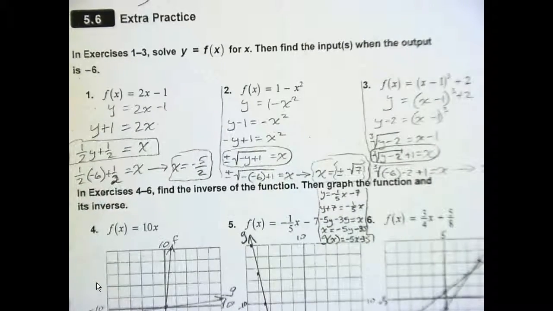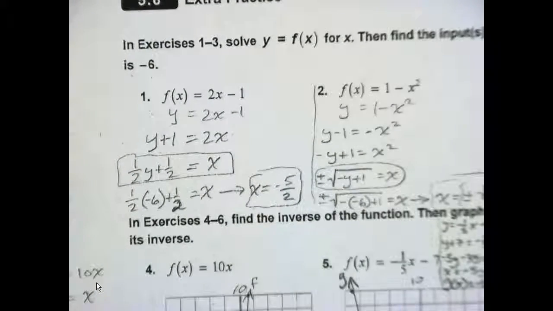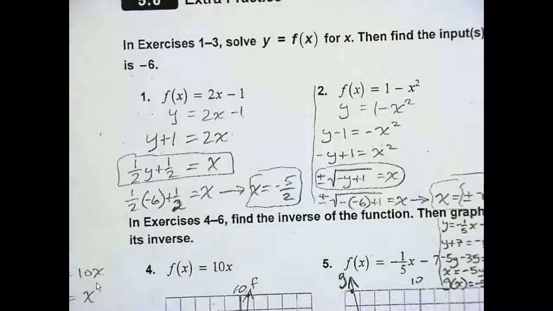Picking up from our last lesson, problems 1 through 8. Number 1, I'm just going to read through them all. Number 1 is x equals 1/2 y plus 1/2. And when your output is -6, your input is -5/2.